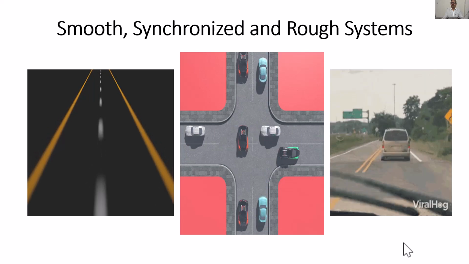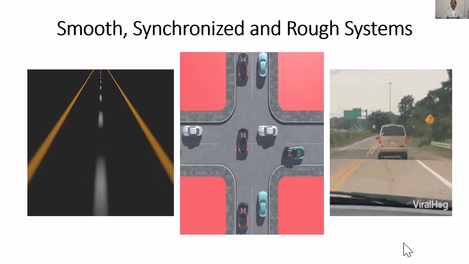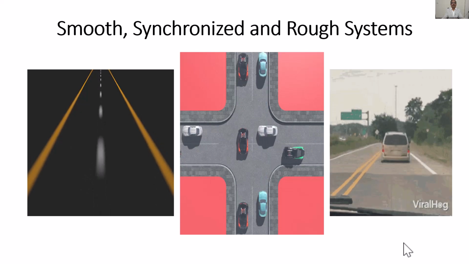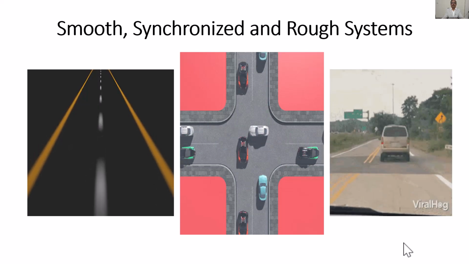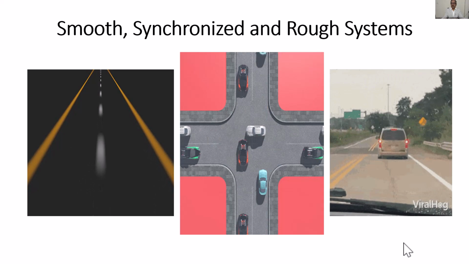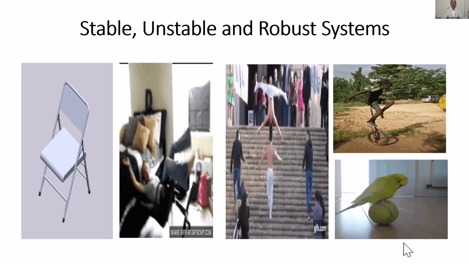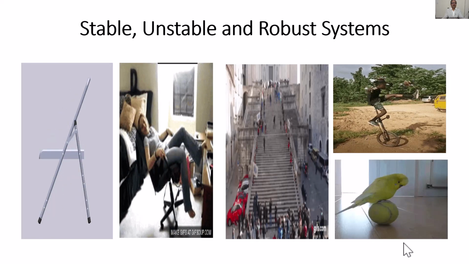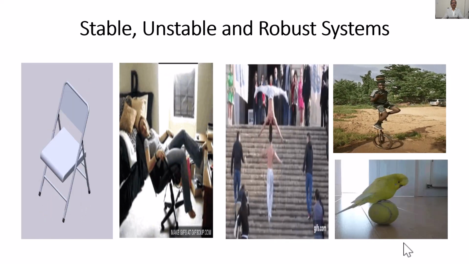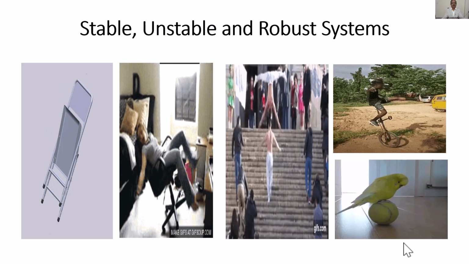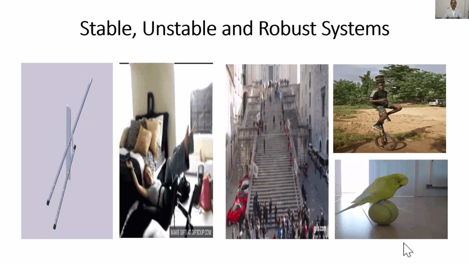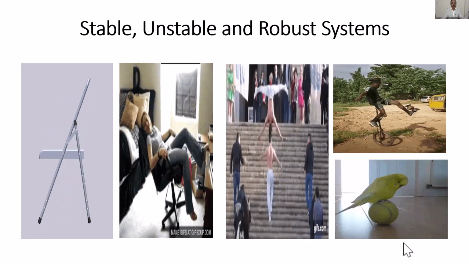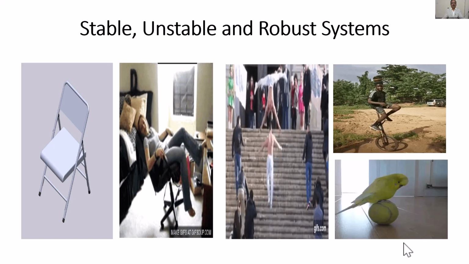It could be a rough system also, where slight disturbances can cause change in the state. Stable, unstable, and robust systems. So a chair on the left hand side is a stable chair, but the chair with the wheels, if somebody sits in an awkward or wrongful way, then it becomes unstable.